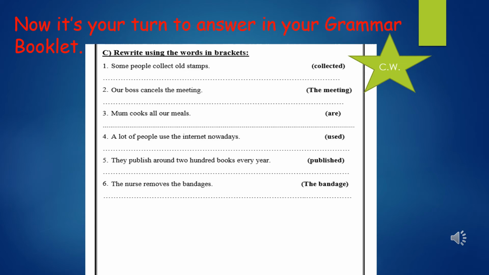So, the meeting, singular, and the main verb is cancel. So, verb to be plus PP. Excellent. The meeting is cancelled by our boss.